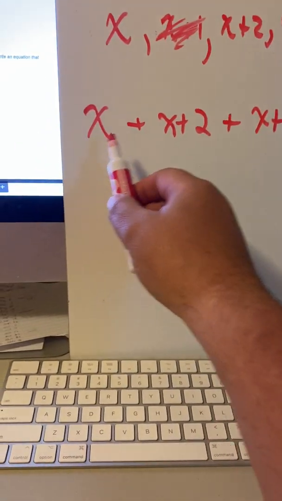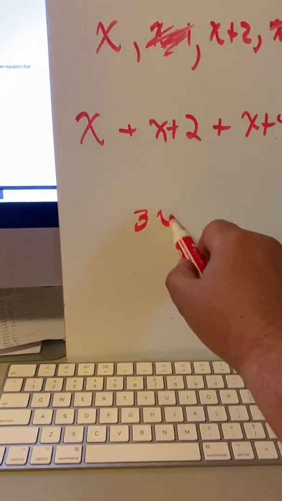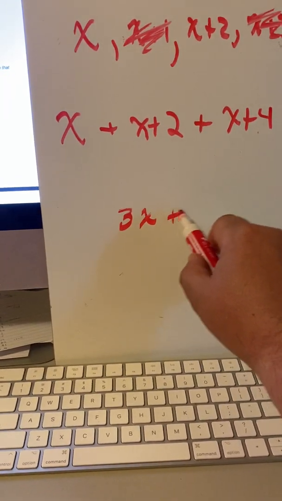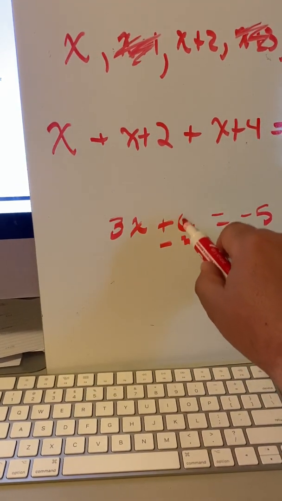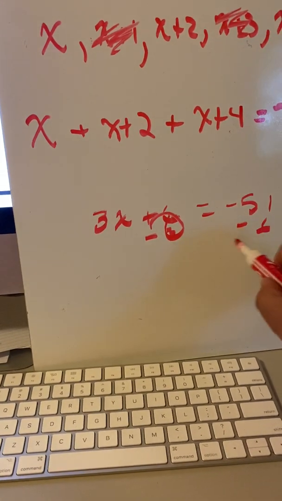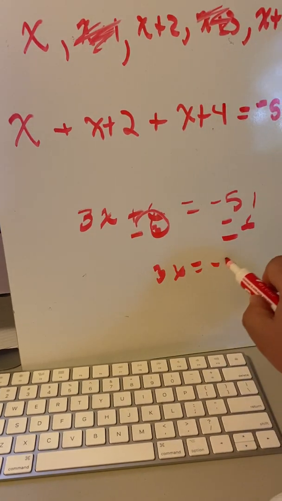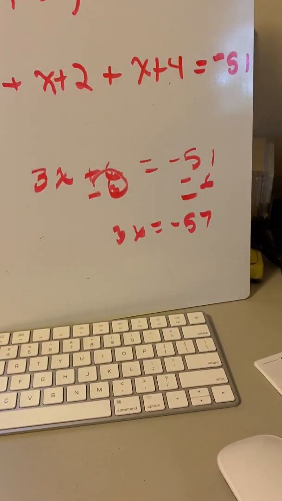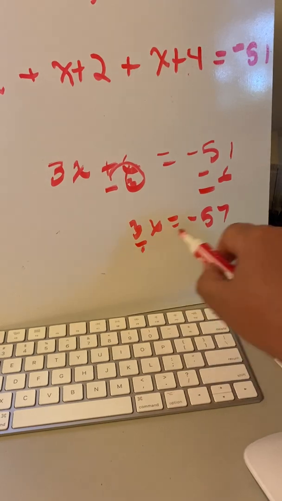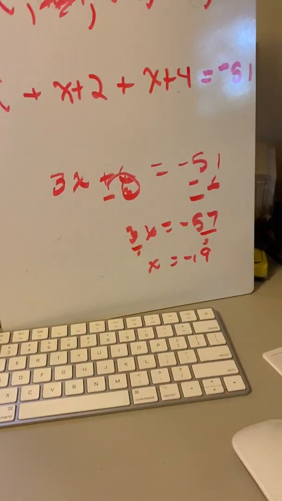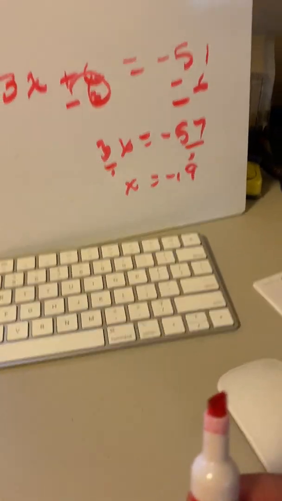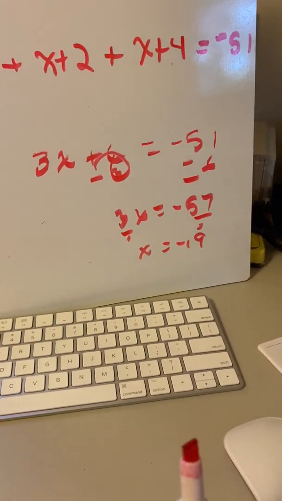So combine the x's, that's 3x. Combine those, plus 6 is equal to negative 51. I subtract the 6, I subtract the 6, and it's 3x is equal to negative 57. Not done yet. Divide by 3. Divide by 3. X should equal negative 19. Okay? That's not the answer. It wants to know what the 3 numbers are.